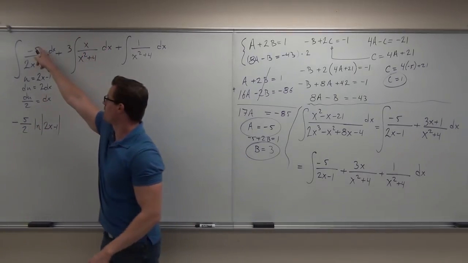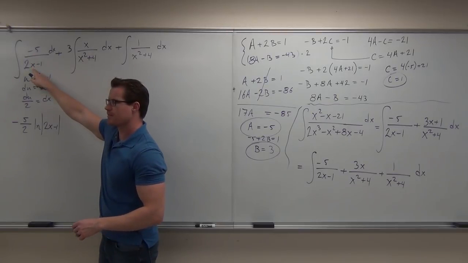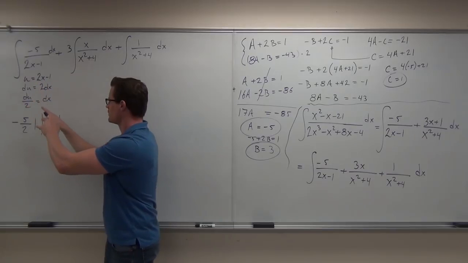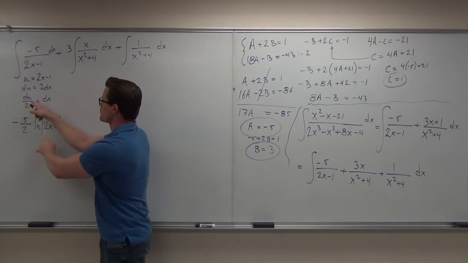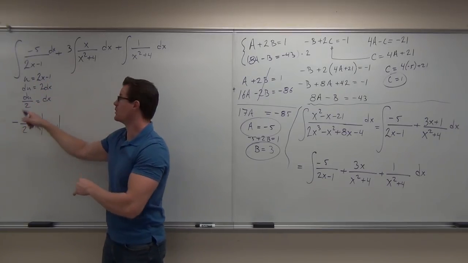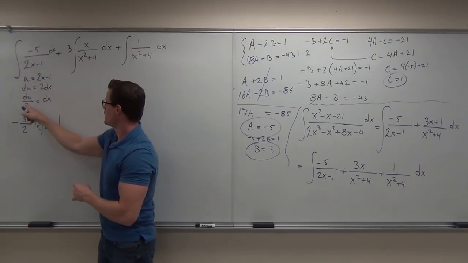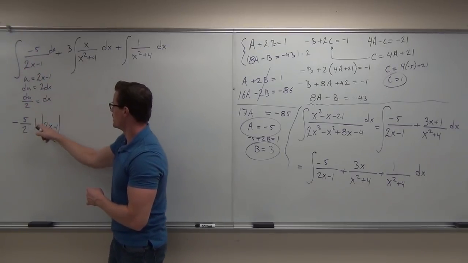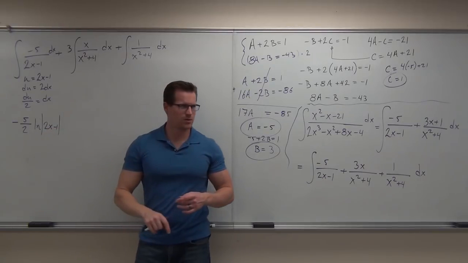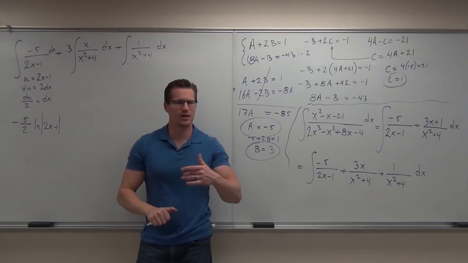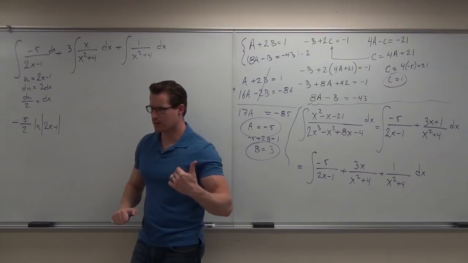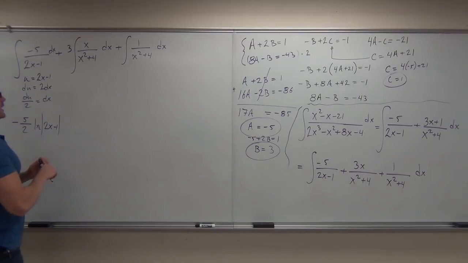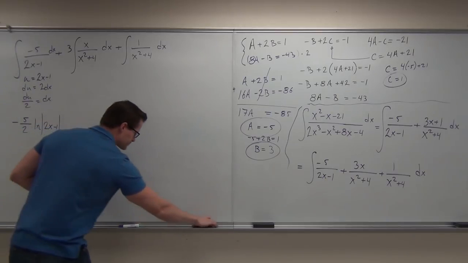This would be -5 over u. That would be -5 ln absolute value u. You plug back in for your u, and the du over 2 gives us our 5 halves. So -5 halves ln absolute value of u. Okay with that one? We're going quick, but if you need a refresher on that, go back and look at that section online, or on the video. Okay, next one.